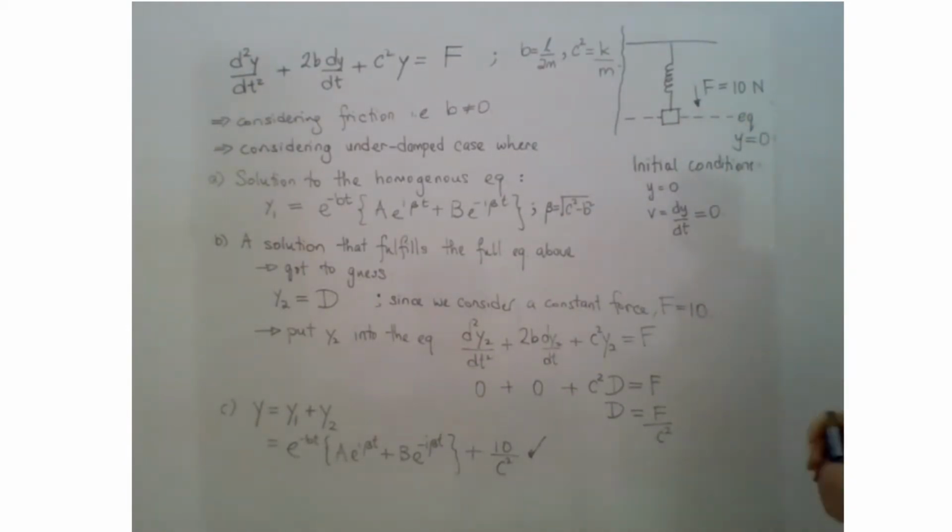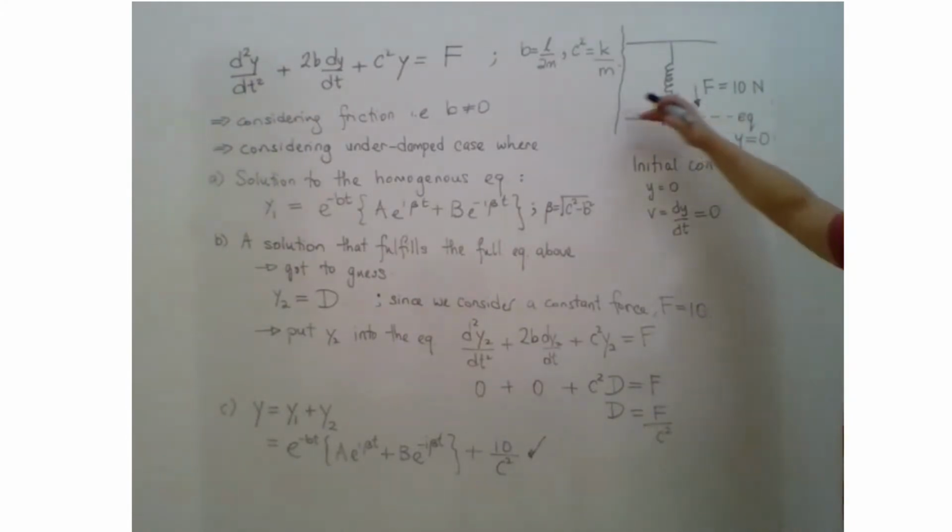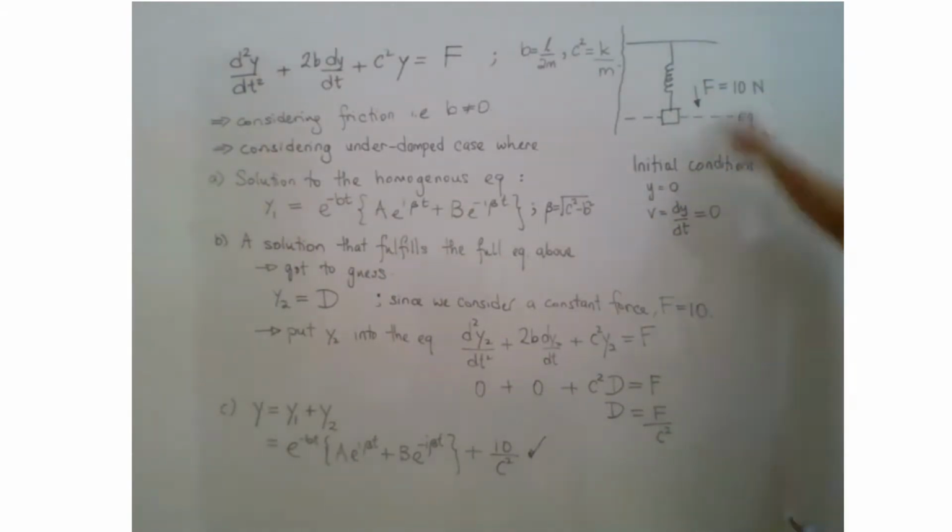In this case, we will consider that the spring is initially in the equilibrium condition, right? So it means it is here very nicely. We assume that the y here is equal to 0, and the lower portion is positive y, and the upper part of the equilibrium line is going to be negative.